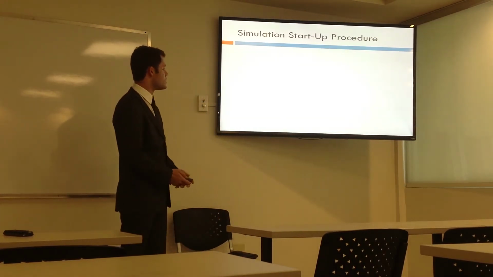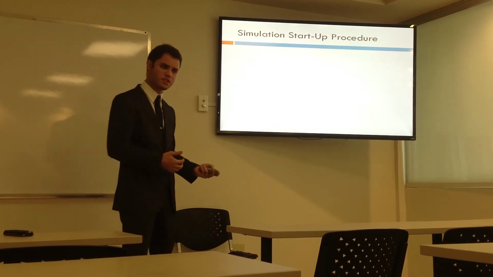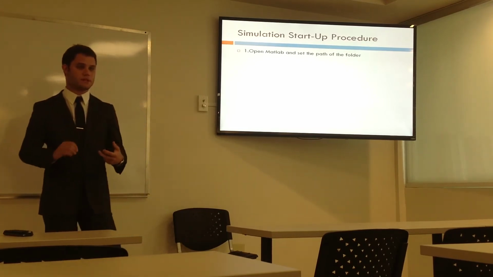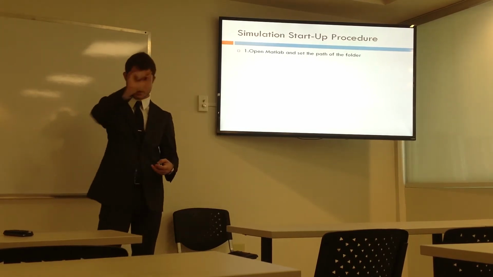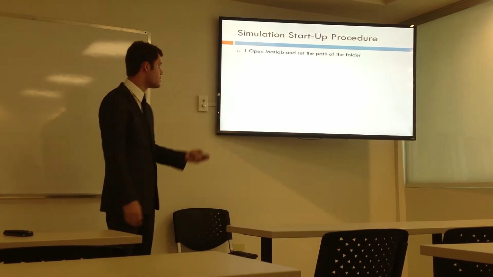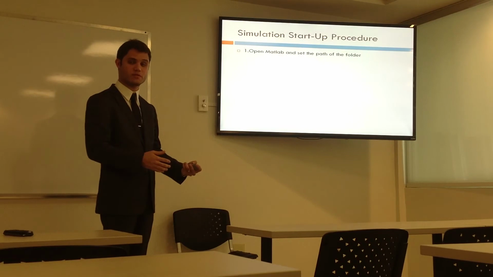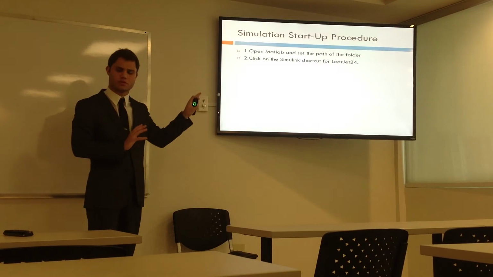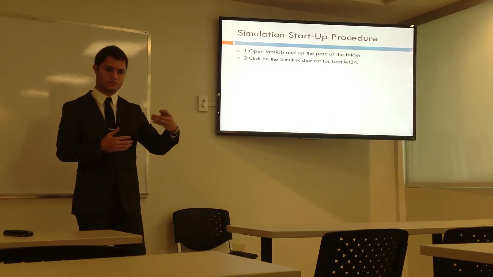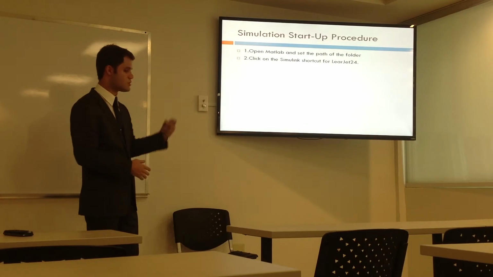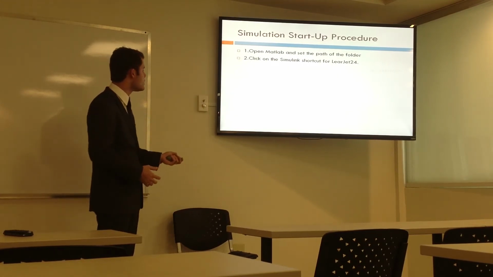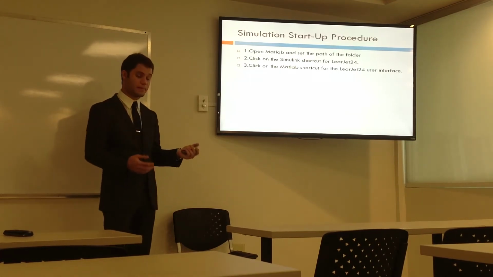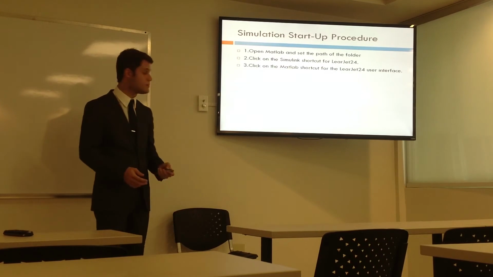All right, so this is a simulation startup procedure, what you have to do every time you want to do it. So first you're going to have to open up MATLAB and set up the file path, which is a little bar at the top. You're going to make sure it's in the file that you put in for the simulations. You're going to have to click on the shortcut for Learjet 24. Currently we're doing that one as we're still doing the research to make it feasible for any aircraft. So we're using a model that we already know works. And you're going to click on that MATLAB shortcut, so it'll open up the Simulink file.